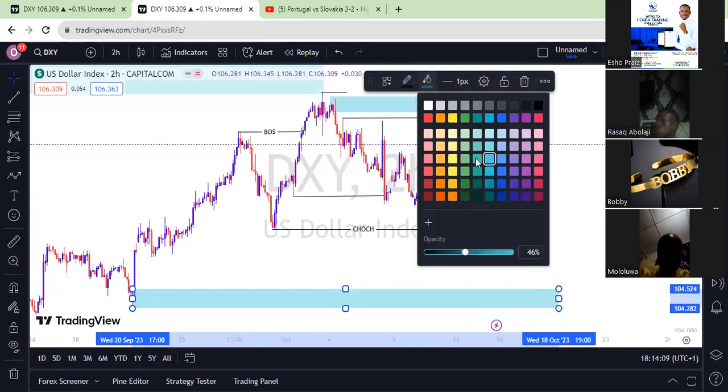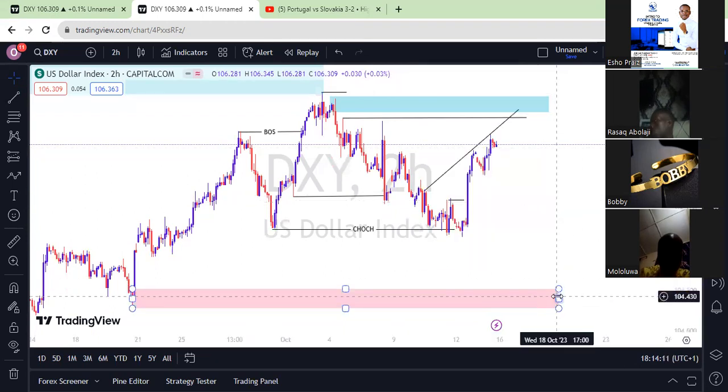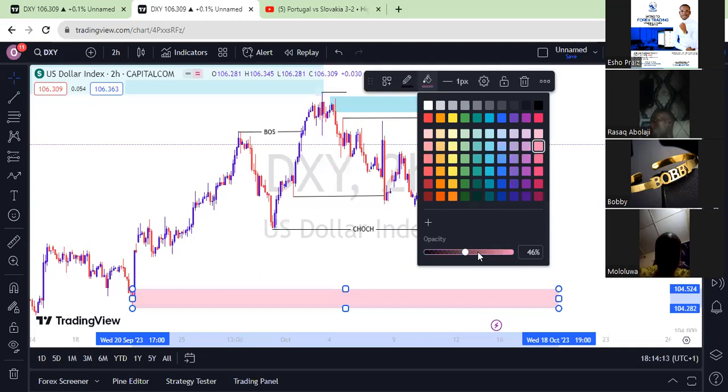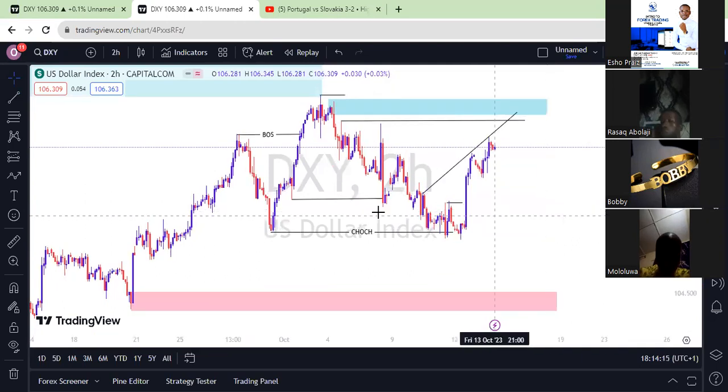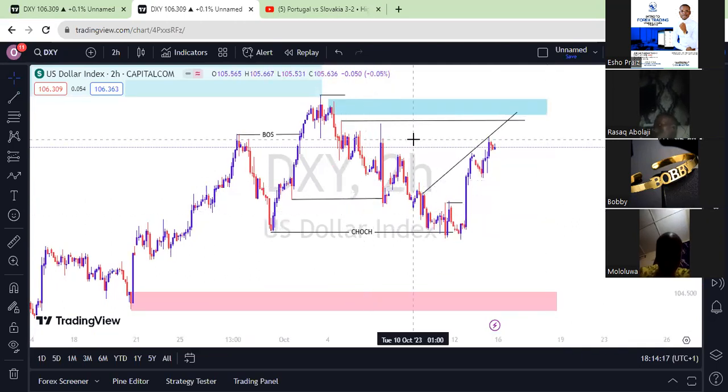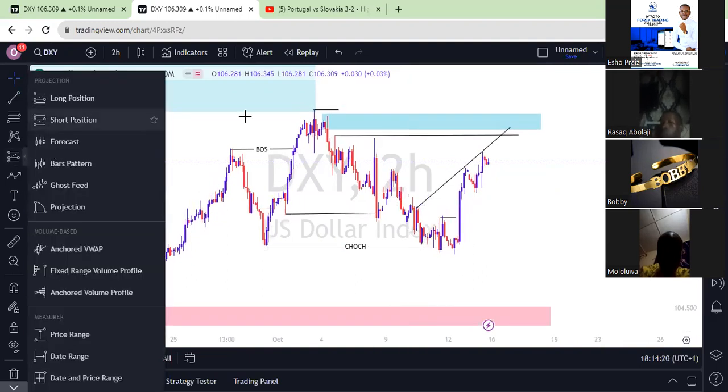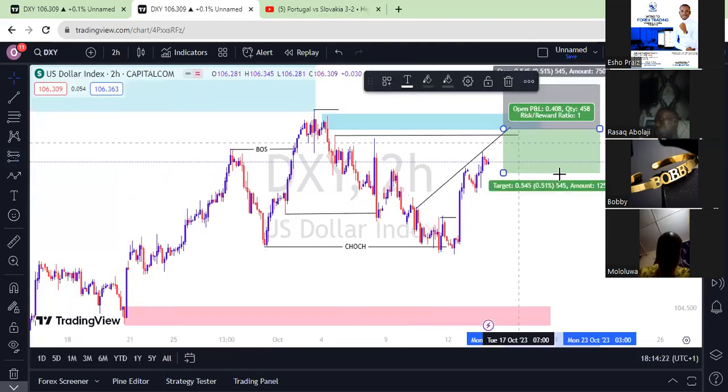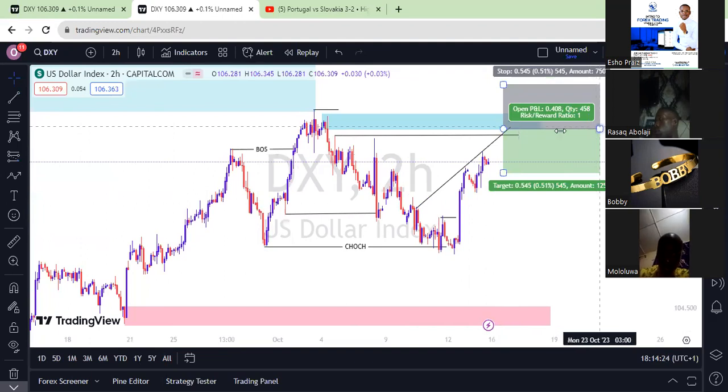Let me change the color of the zone. So we are selling to the downside here. Understand? We are selling to the downside here. So this is my thinking process on DXY. So now let's go to EURUSD.